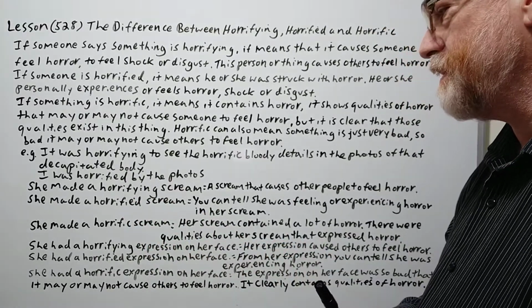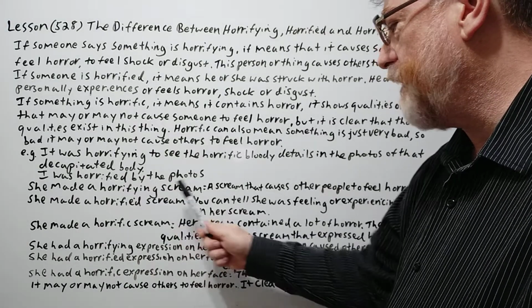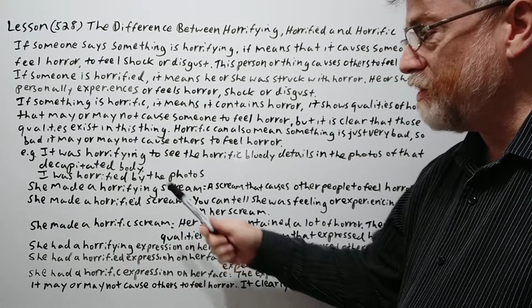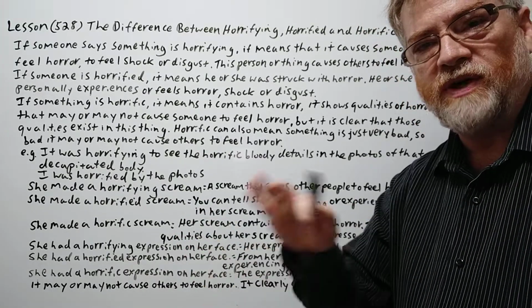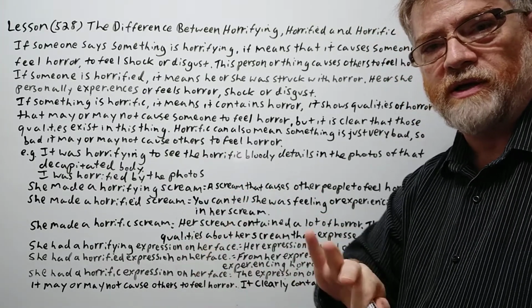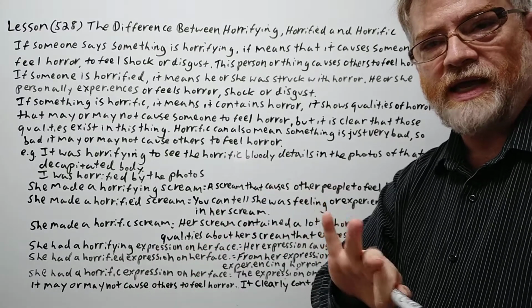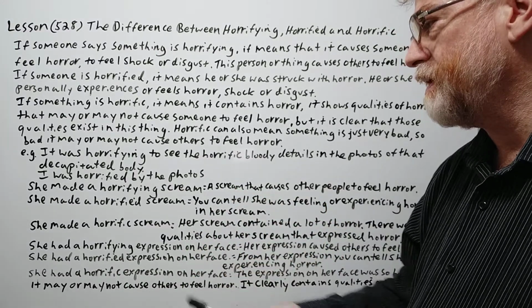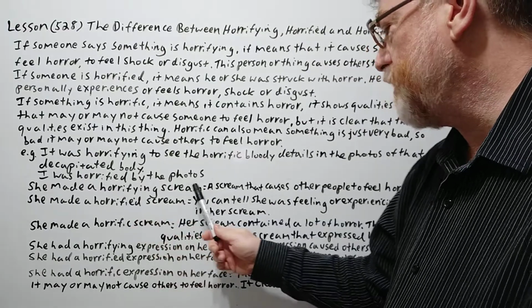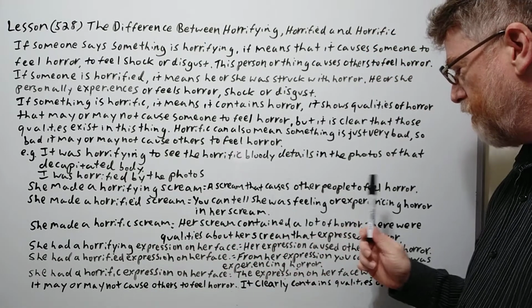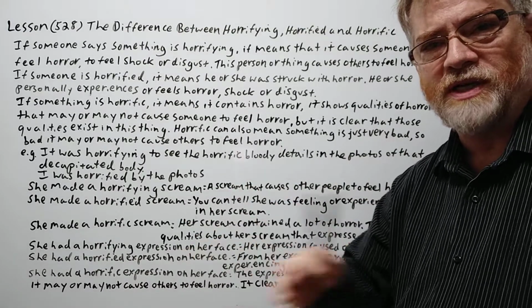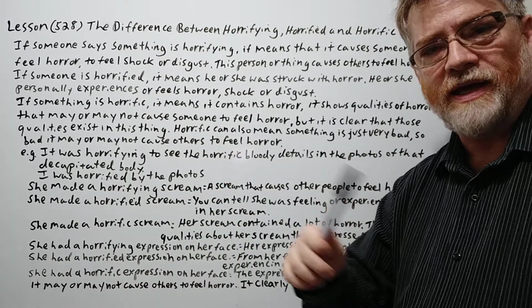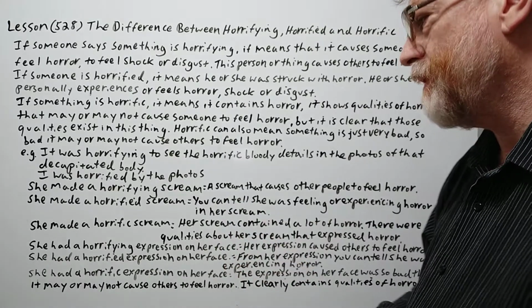All right, let's look at the next example. She made a horrifying scream. Here we can show with all three the same exact example, but a different feel. Each one is looking at it from a different perspective, so it means slightly a different thing. So she made a horrifying scream, a scream that causes other people to feel horror. It was probably so terrible that it made others feel horror.